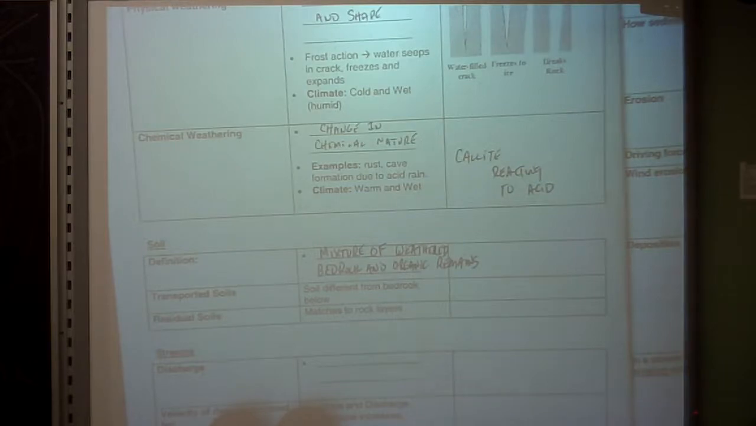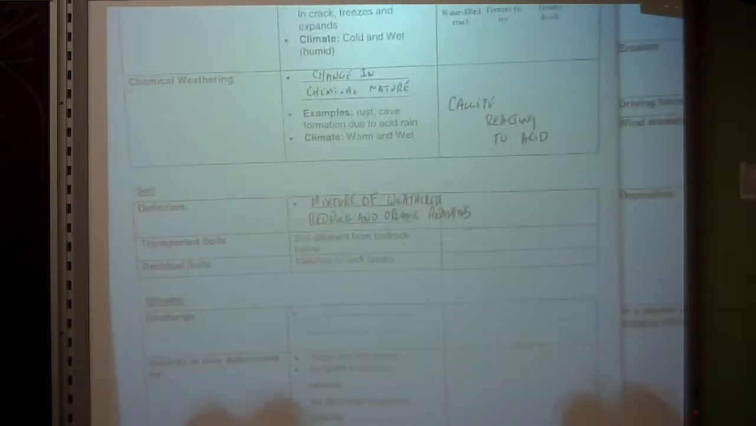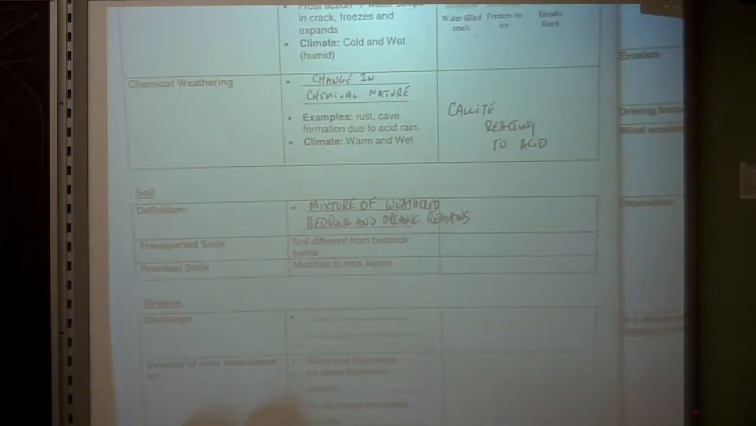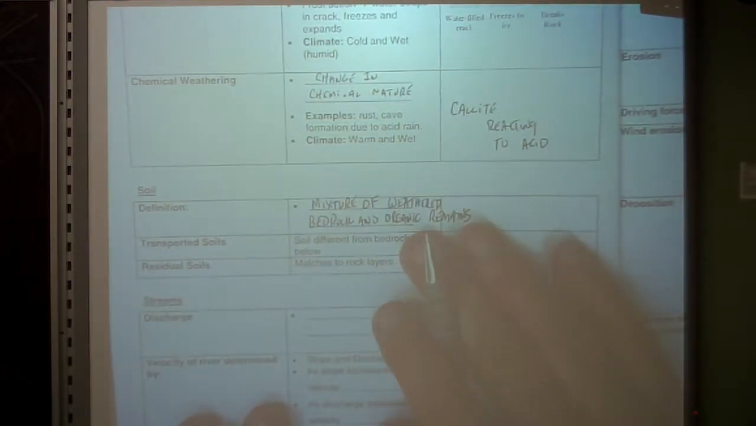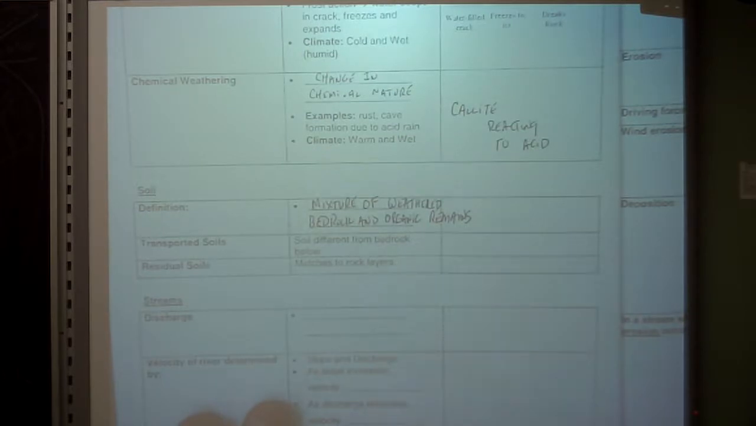Thank you. All right. So what we have here, for the definition of soil, is a mixture of weathered bedrock and organic remains. That's what makes soil special. It has some organics in there, the remains of living things.